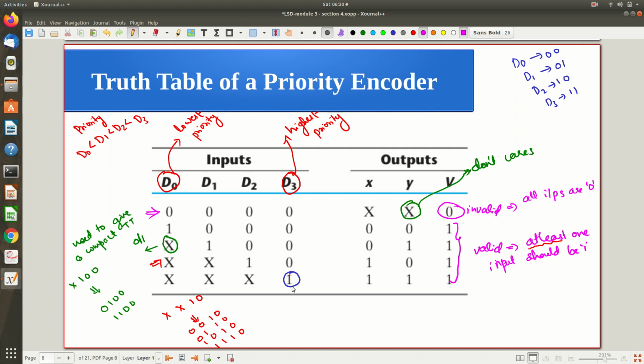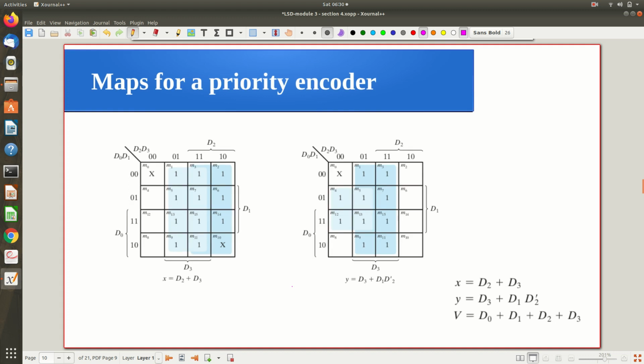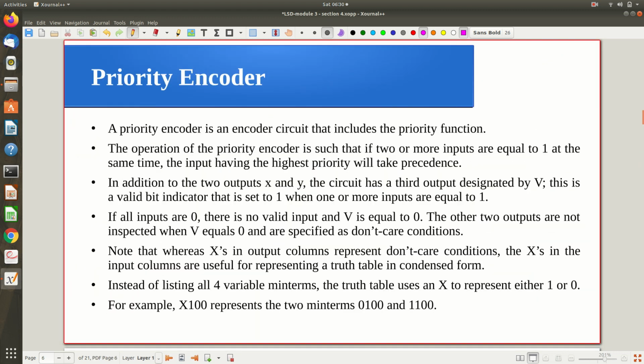Now, once it is clear, how can you implement it? That is the question. So, this is the theory part. You can go through it. Priority encoder is an encoder circuit that includes the priority information also. So, in addition to other information, here we have the priority information also. The operation of the priority encoder is such that if two or more inputs are equal to 1 at the same time, the input having the highest priority will be given the precedence. So we have this precedence order. Highest priority input will get the precedence over the low priority inputs.